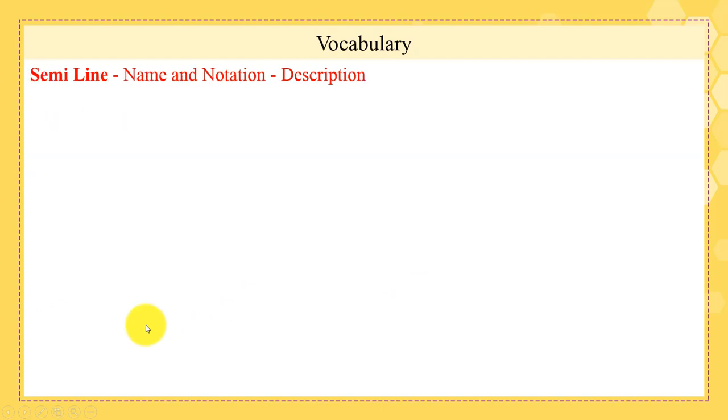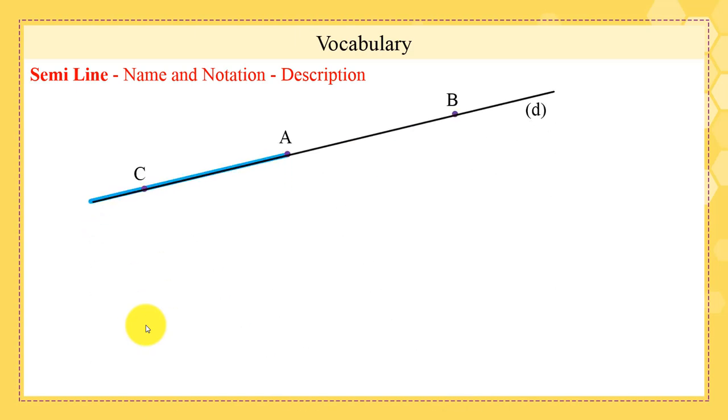Now, what is a semiline? A semiline is the part of a line. It has a beginning, but it does not have an end. Its beginning is called the origin. Point A here is the origin. To name a semiline, we start from the origin.